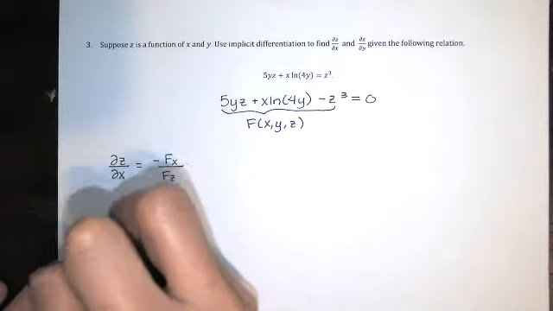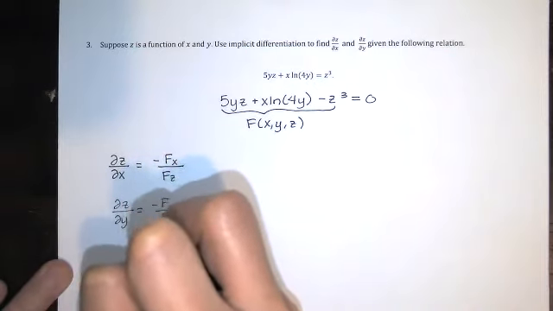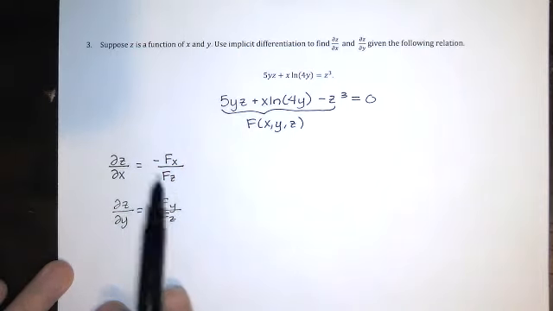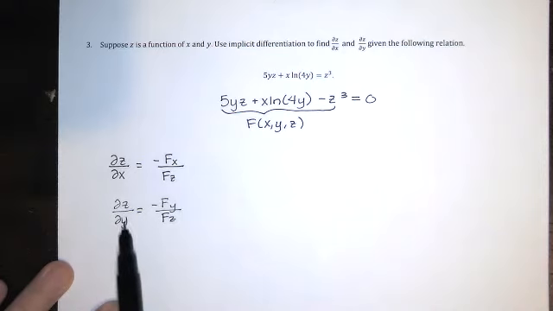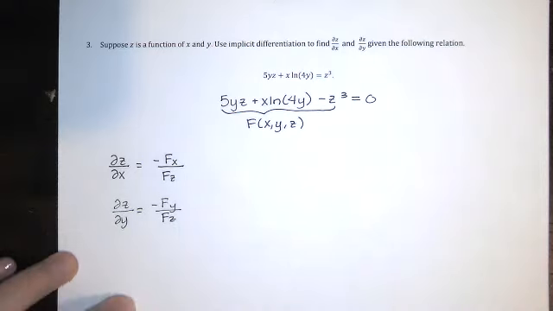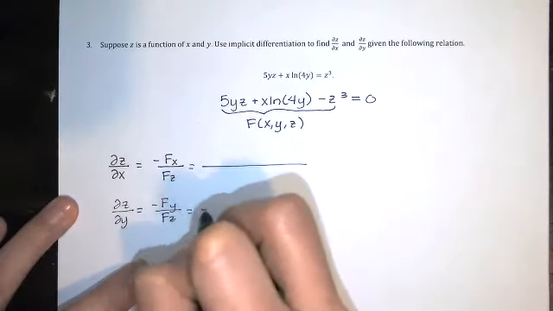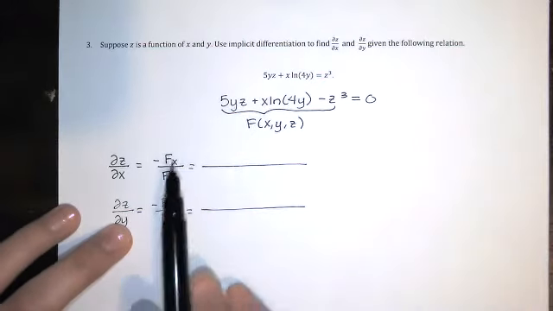Similarly, the partial of z with respect to y looks like this. Notice we have the partial of the dependent variable in the denominator and the partial of the independent variable that we're interested in the numerator. So all we have to do is find those 3 partial derivatives and then we're good to go. So let's look at this.